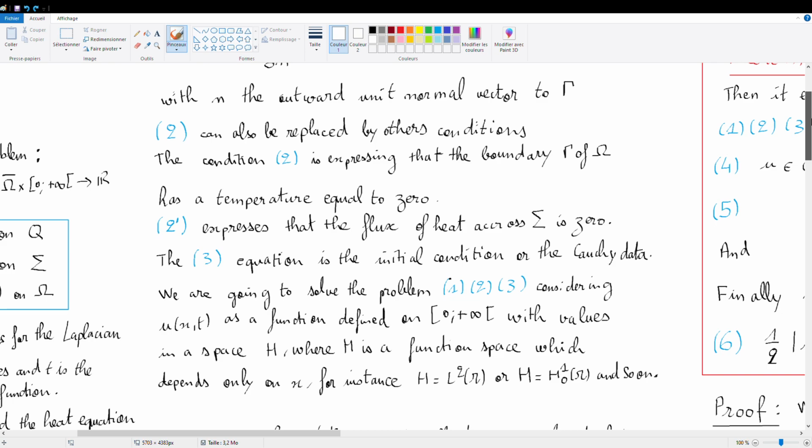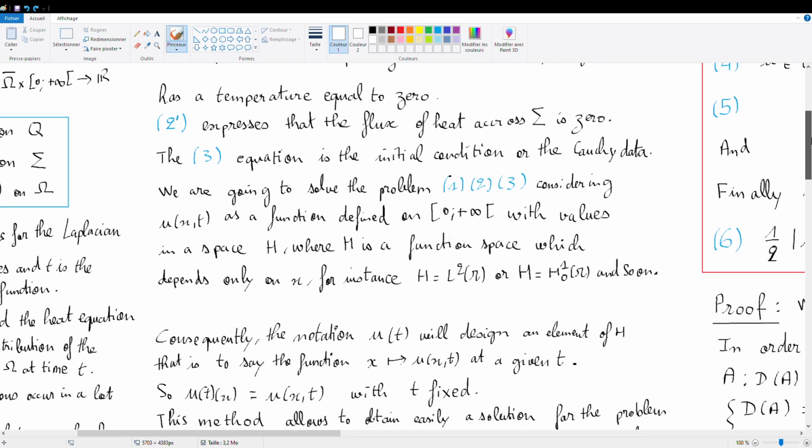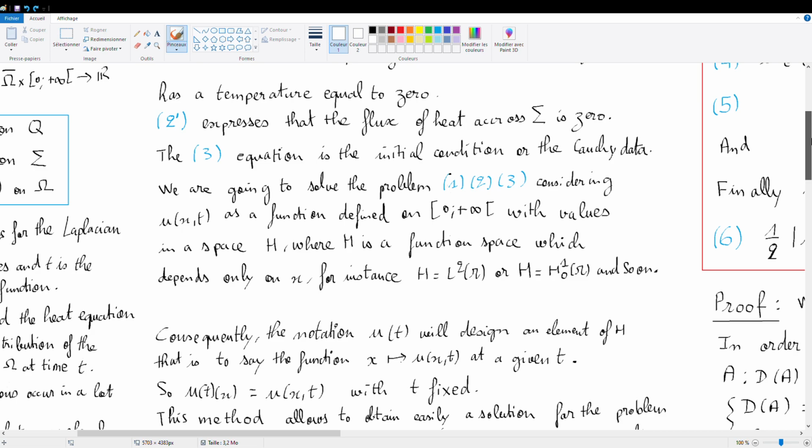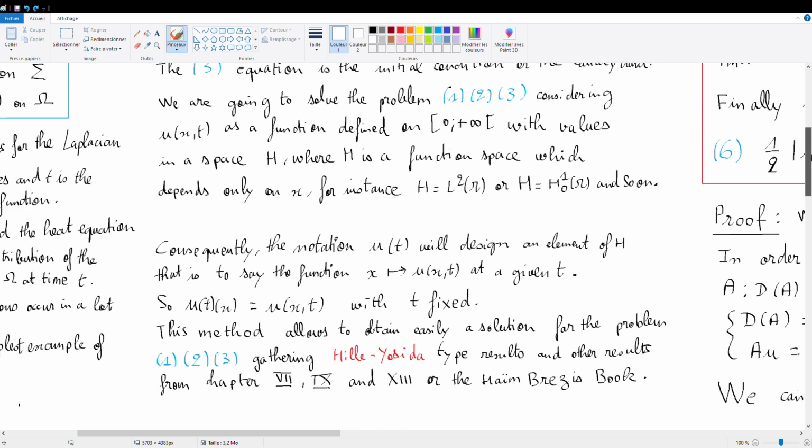We're going to solve the problem 1, 2, 3. We're considering u(x,t) as a function defined on 0 plus infinity with values in a space H, where H is a function space which depends only on x. For instance, H equals L2 of omega, or H equals H1_0 of omega, and so on. Consequently, the notation u(t) will assign an element of H, that is to say, the function that gives u(x,t) for x at a given t. So u(t) of x is equal to u(x,t) with t fixed.